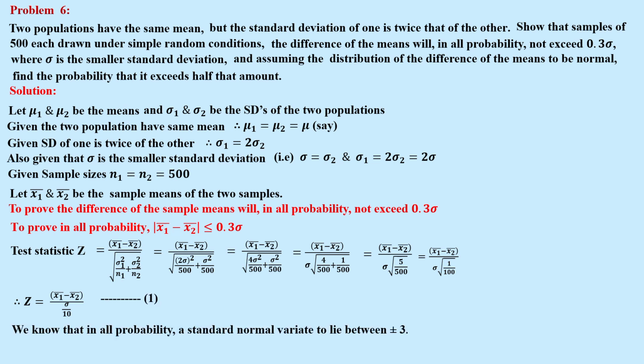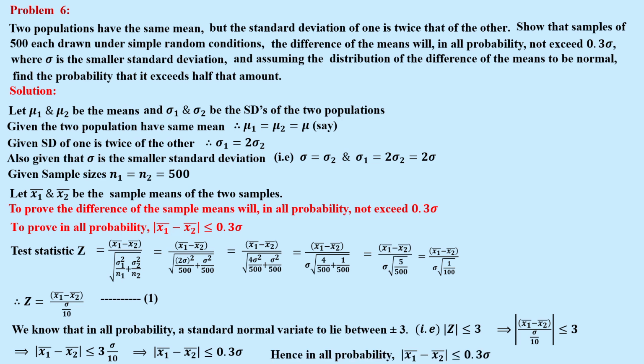We know that in all probability a standard normal variate lies between plus or minus 3. The maximum value of Z is 3. So Z, that is x1 bar minus x2 bar divided by sigma by 10, lies between plus or minus 3, that is mod Z is less than or equal to 3. Taking the denominator sigma by 10 to the other side of the inequality, mod x1 bar minus x2 bar is less than or equal to 3 into sigma by 10, that is 0.3 sigma, which is to be proved.